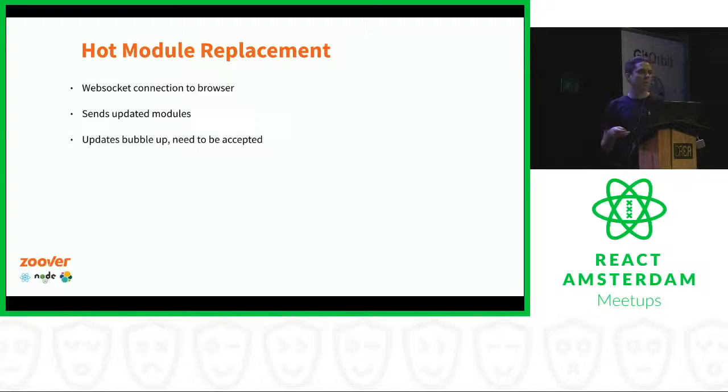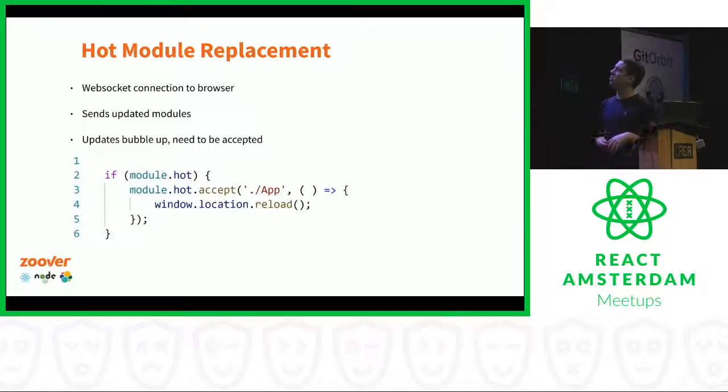They bubble up in the sense that if you have module A that imports module B, if you don't accept it in module B, it will bubble up to module A. And if no one accepts the update, the browser will do a full page refresh. And this is basically how it looks.